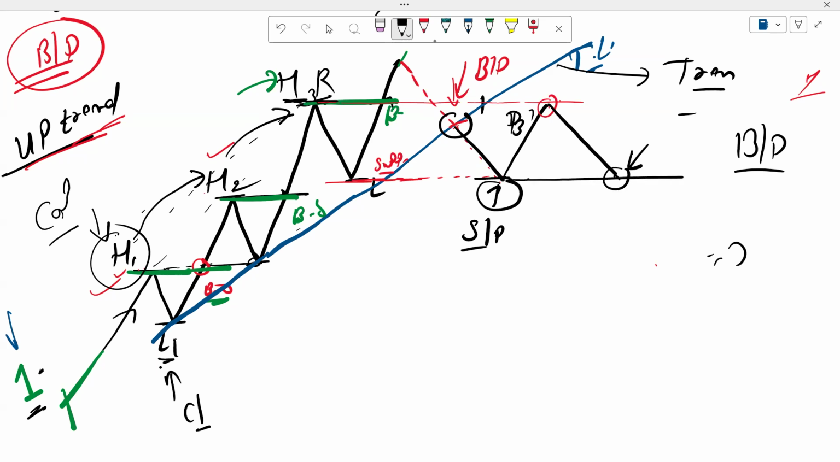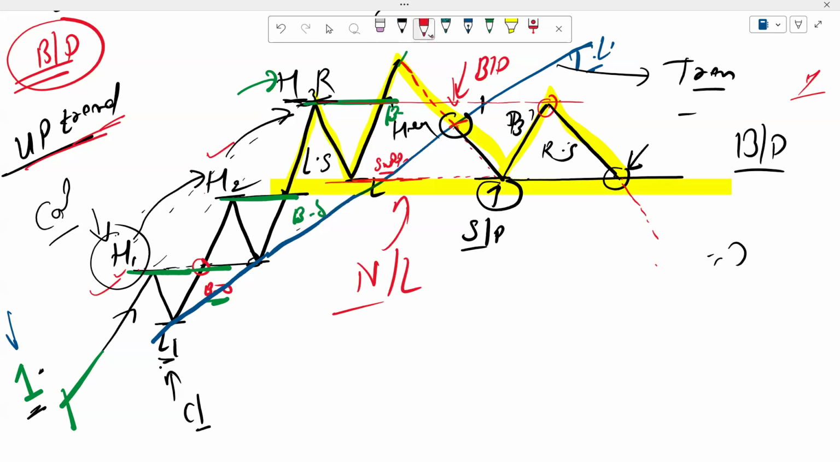If it breaks this support, can you observe the head and shoulder pattern has been created here? This is the left shoulder, this is the head, and this is the right shoulder. At this point, this is your neckline.